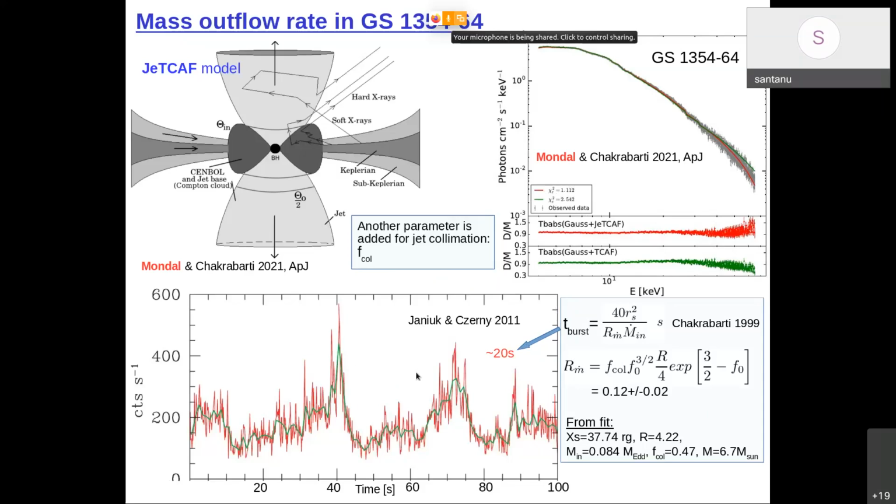We compared our result with the literature, and we found that Jana and Chakrabarti in 2011 analyzed the light curve for the source, and they got 20-second variability. So this 20-second variability is consistent with our present finding. We also estimated the mass outflow to inflow ratio, which is around 12%. So the outflow rate is around 12% of the inflow rate.